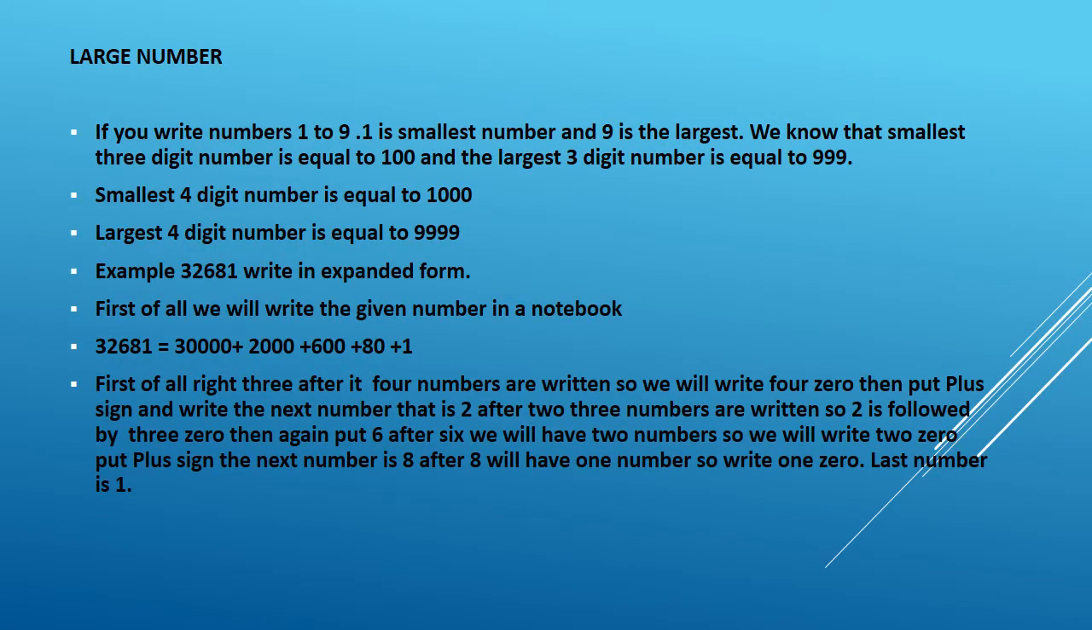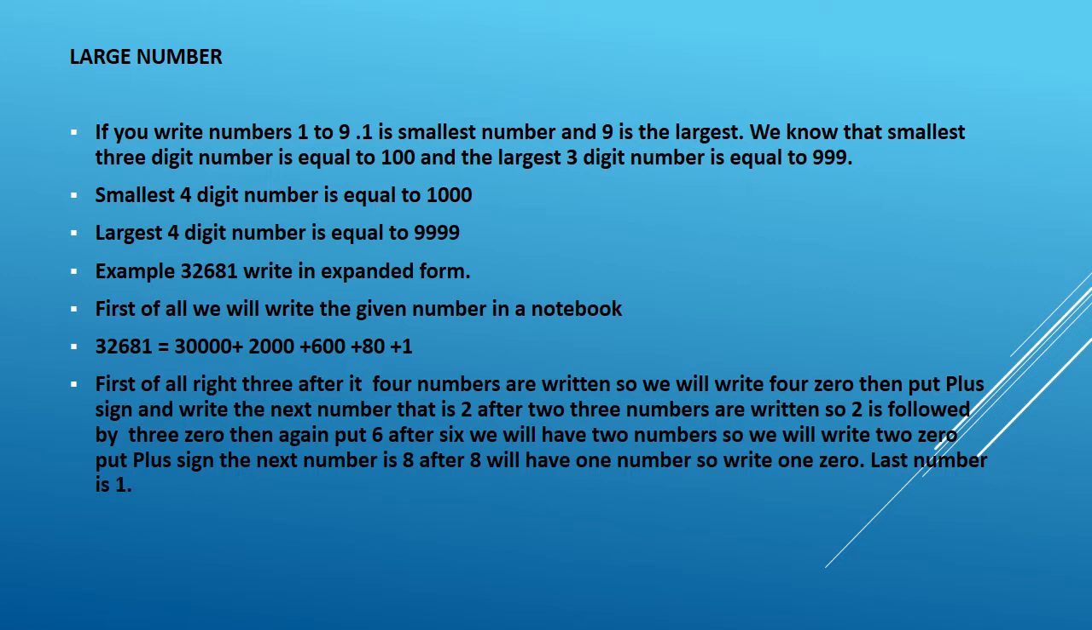If you write numbers 1 to 9, 1 is the smallest number and 9 is the largest. We know that the smallest 3-digit number is 100 and the largest 3-digit number is 999. The smallest 4-digit number is 1000 and the largest 4-digit number is 9999. Now we will learn how to write a number in expanded form.